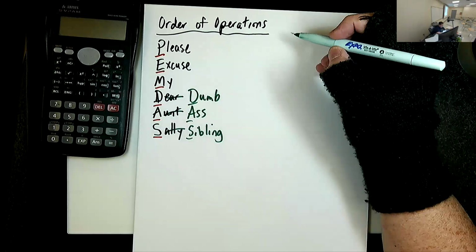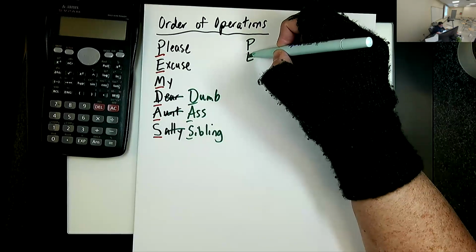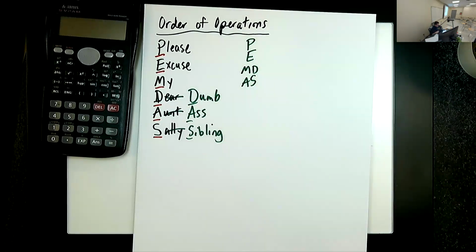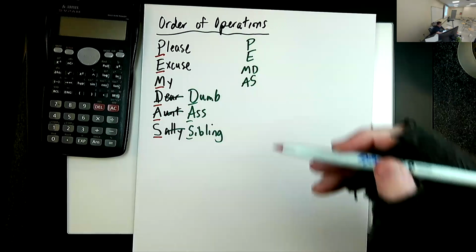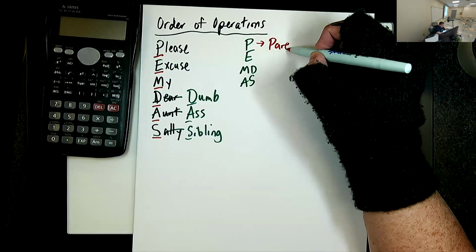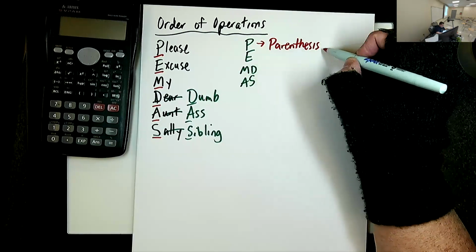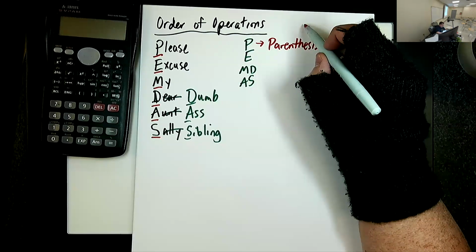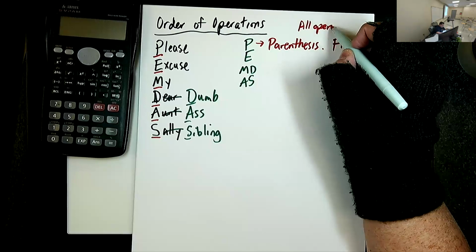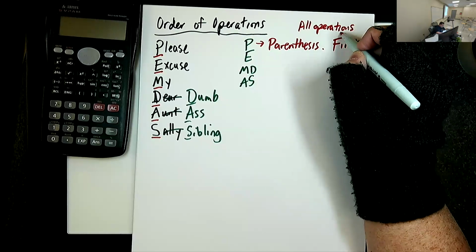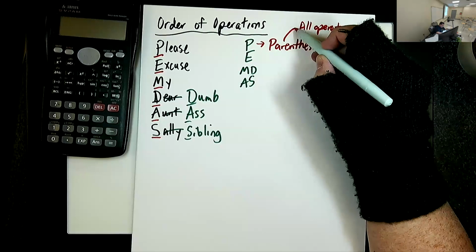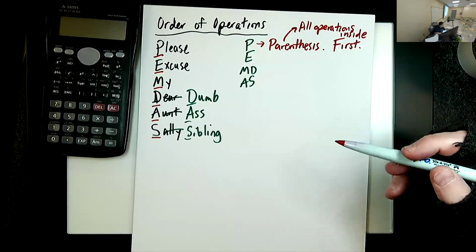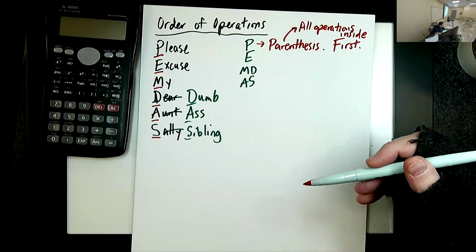I don't like writing it in that order. I tend to do P, E, M, D, and A, S. And the reason why is P stands for parentheses. We do this first. And when I say first, it means do all operations inside. So when you've got a parentheses, you're going to go through the rest of the list first inside the parentheses.